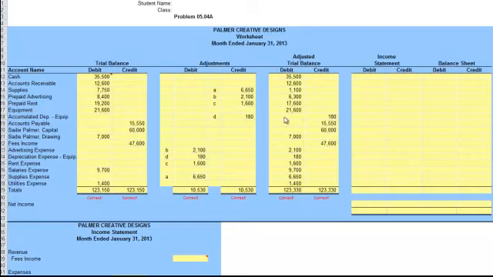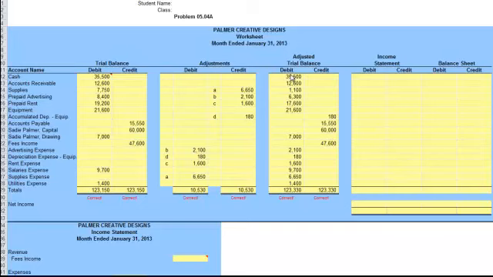In the meantime, I have totaled up my debit and credit columns for the adjusted trial balance, and they match. So I'm ready to move on to the next part of the worksheet. Basically, what I'm going to do is copy the numbers from my adjusted trial balance section into either my income statement section or my balance sheet section.